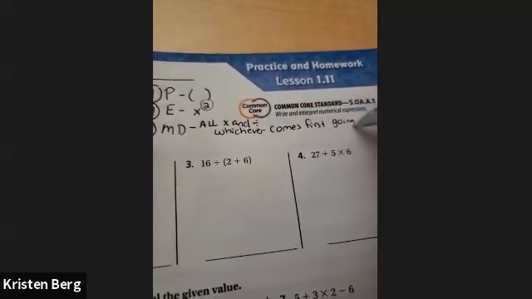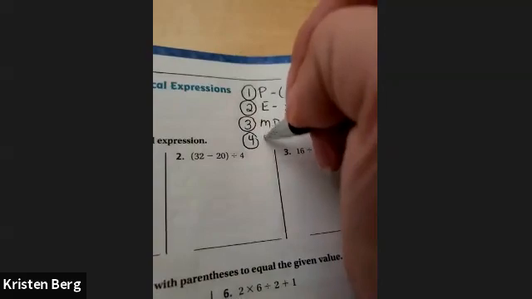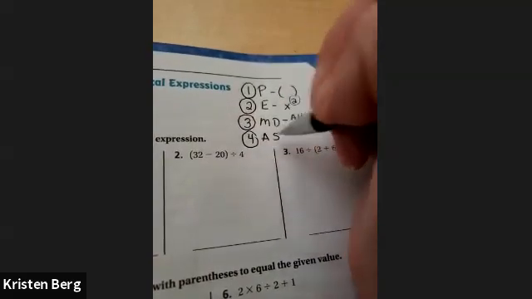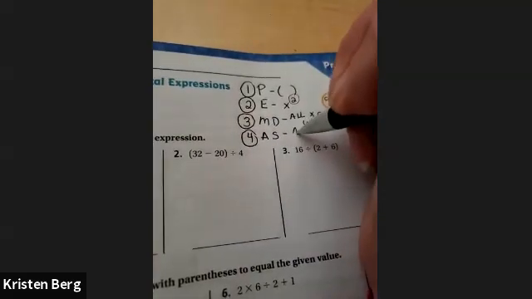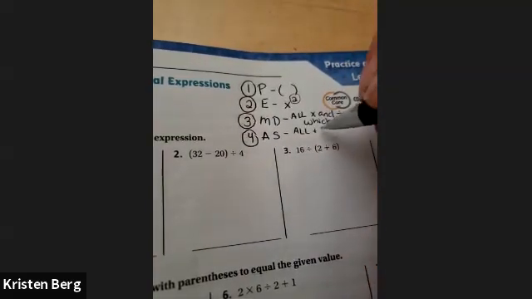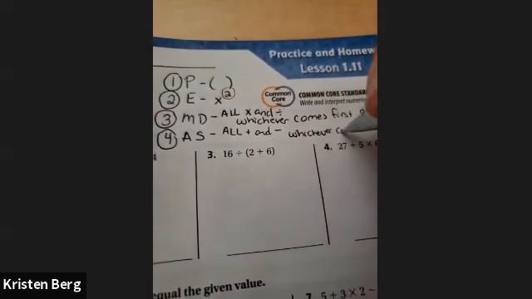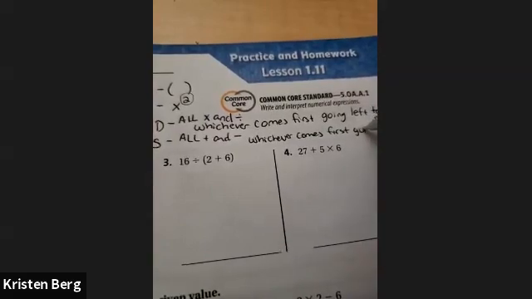Going left to right as if you're reading. Then the fourth thing you do is all addition and subtraction, Aunt Sally. So my dear, and then Aunt Sally is last, which is all addition and subtraction. Again, whichever comes first, going left to right as well.